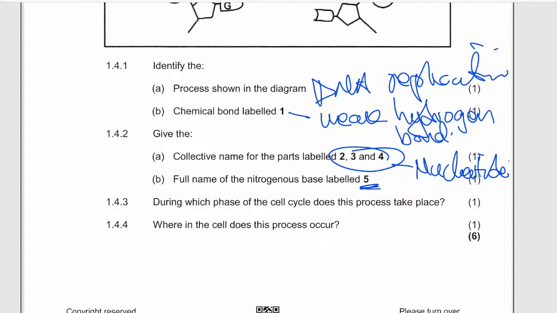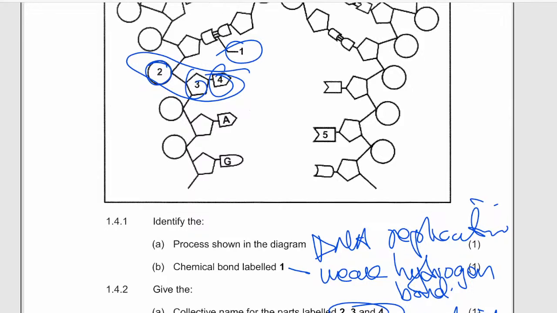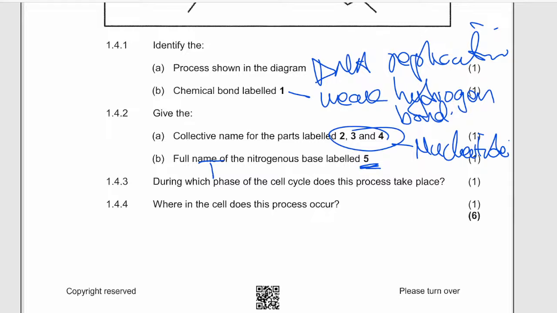Full name for nitrogenous base X. Guys, some people lost marks here. Remember, this one goes with this. So if this is adenine, therefore this is thymine. If you wrote the short form, the answer is wrong. I'm sorry, it is wrong. Don't discuss, and don't even put it in the comment section. It is wrong because they said full name. So they want you to write the whole word, not the short form. Thymine. Simple.